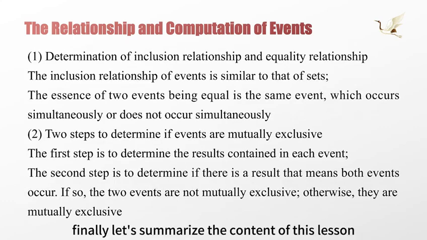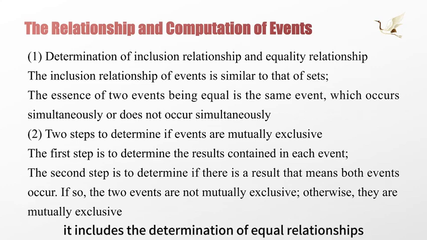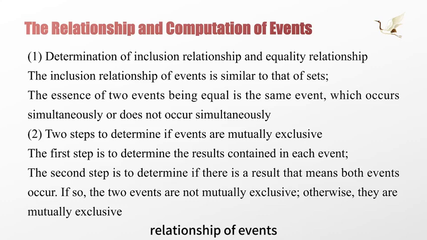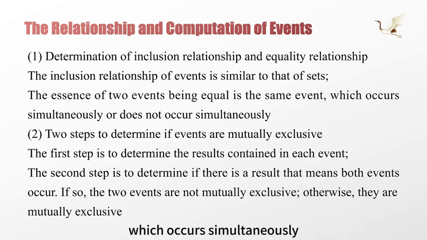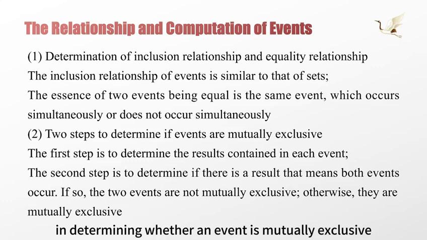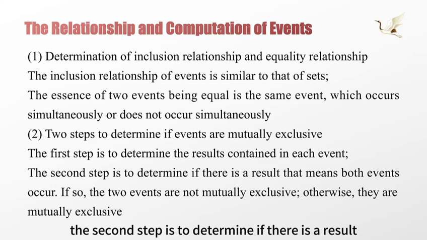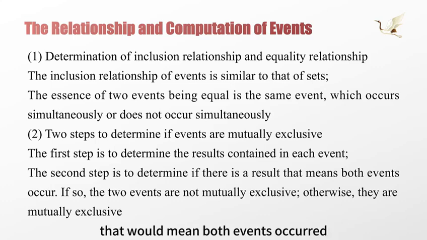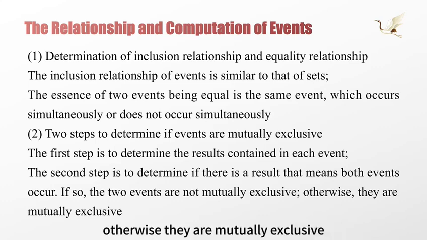Finally, let's summarize the content of this lesson. Firstly, it includes the determination of equal relationships. The inclusion relationship of events is similar to that of sets. The essence of two events being equal is that they are the same event, which occurs simultaneously or does not occur simultaneously. The first step in determining whether events are mutually exclusive is to determine the results contained in each event. The second step is to determine if there is a result that would mean both events occurred. If so, then these two events are not mutually exclusive, otherwise they are mutually exclusive.